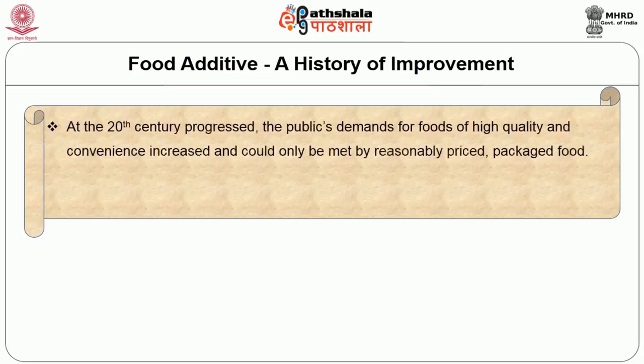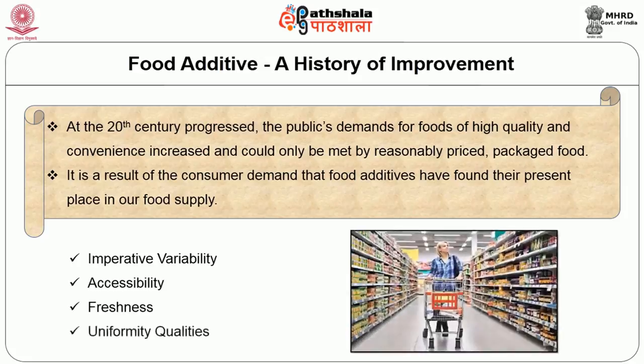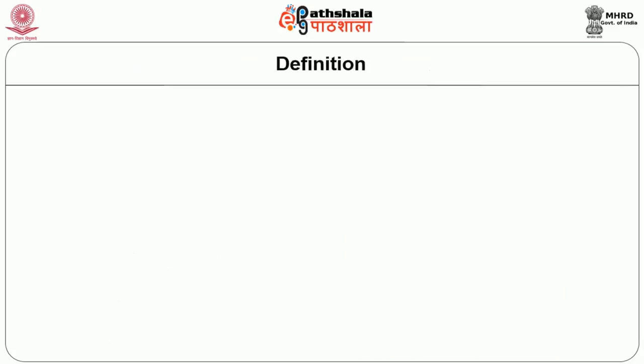As the 20th century progressed, the public's demand for foods of high quality and convenience increased and could only be met by reasonably priced packaged food. It is a result of consumer demand that food additives have found their present place in our food supply. Technology has been able to meet demands that today we think of as imperative: variability, accessibility, freshness, palatability, uniform quantities that simply did not exist hundreds of years ago for even the richest, but are available to all today in the nearest supermarket.